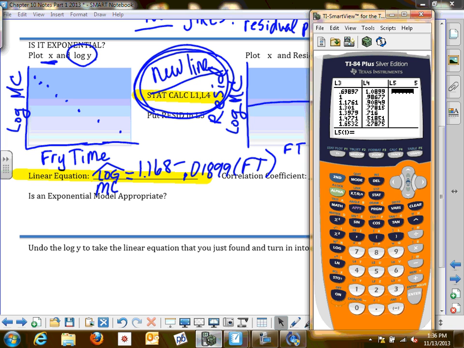So we put this in there. We go up to L5. Second stat, number 7, for resid, enter. Okay, there they are. I want to look at the resids. L1 and then what? L5. My new residuals are in L5. Zoom, 9, boom. Now, it's not perfect, is it? I almost think there's a fanning out happening.